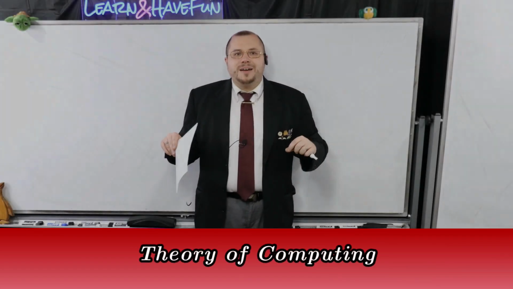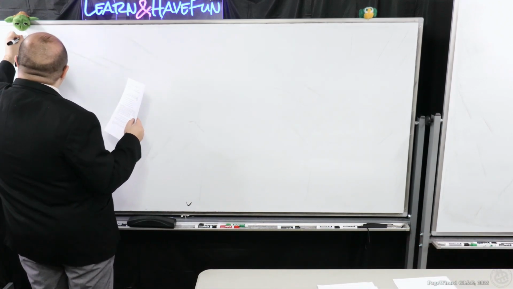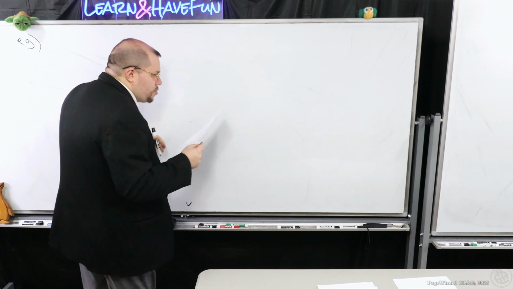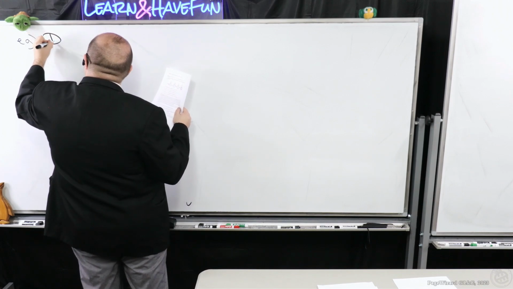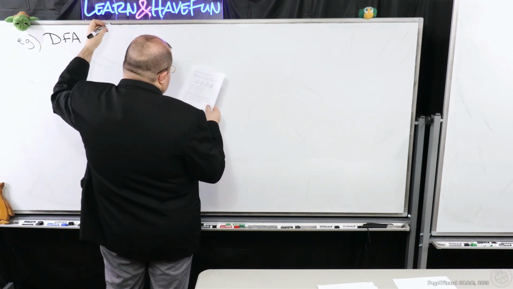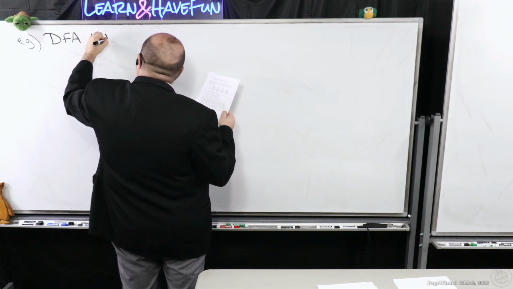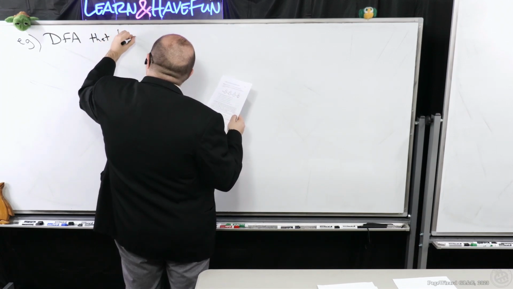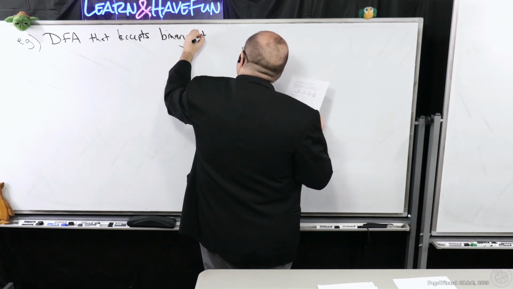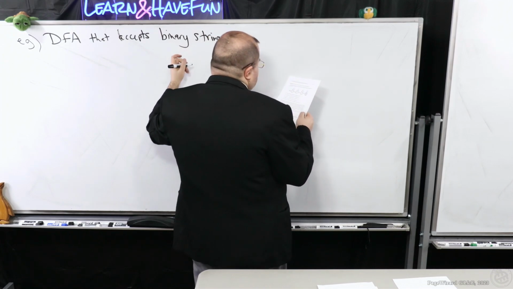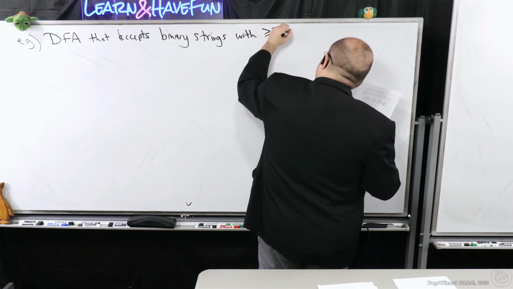We're going to consider another example of proving the correctness of a DFA. Previously we had considered this example where we designed this DFA, but we didn't actually prove that it was correct. So we're going to consider a DFA, I won't give it a name quite yet. We're going to design a DFA that accepts binary strings with at least 3 ones. At least 3 ones.